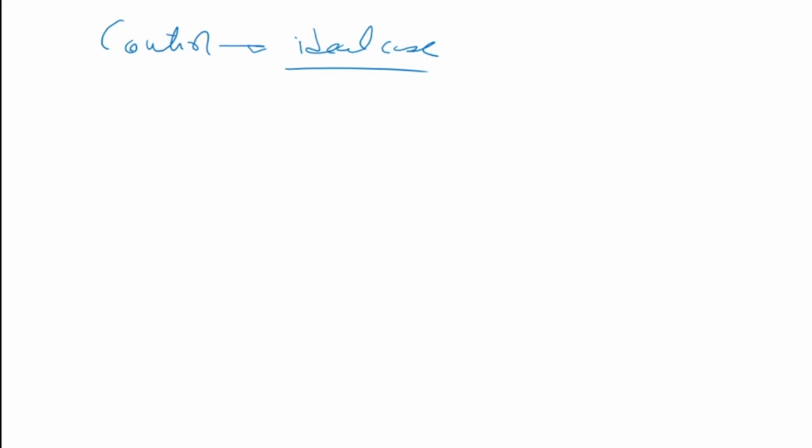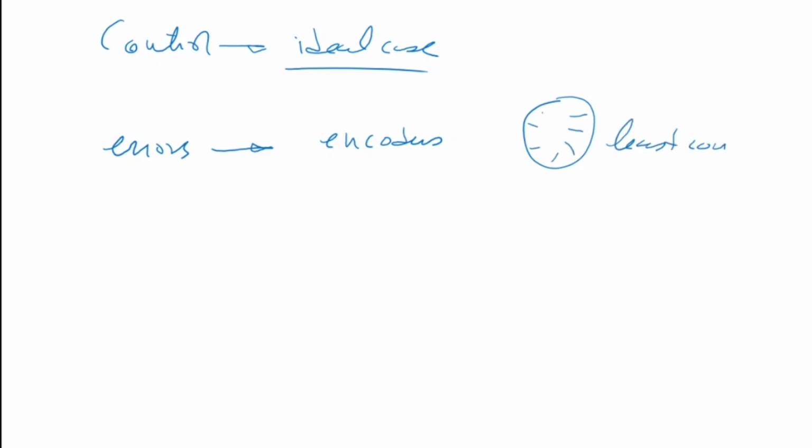But in the real case, a lot of errors are going to come. Where will the errors come from? Number one, the encoders. The encoder has a least count. What is the meaning of least count? It is the smallest unit; below that you cannot count.